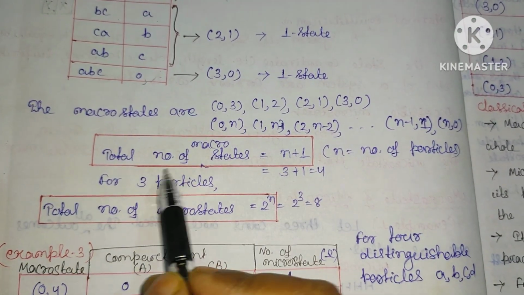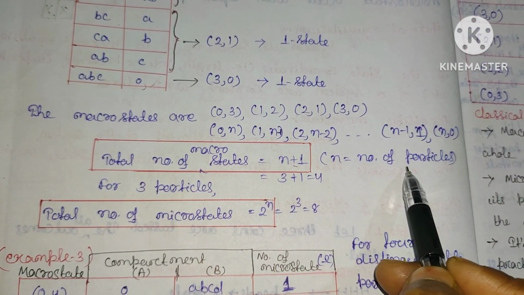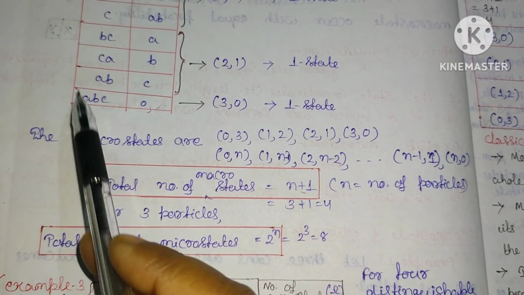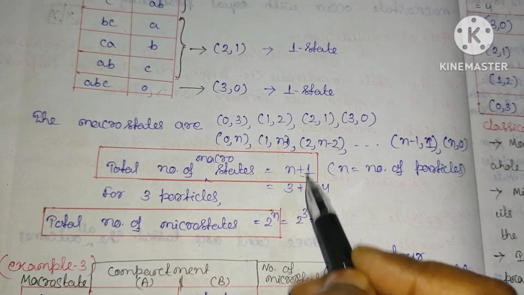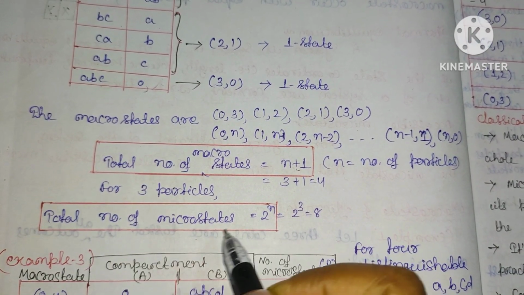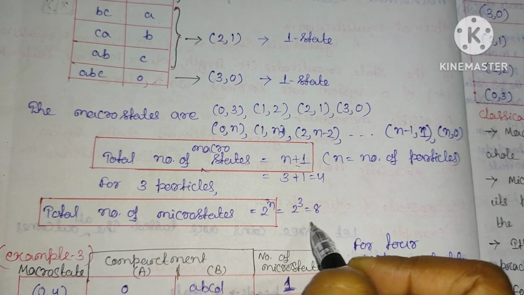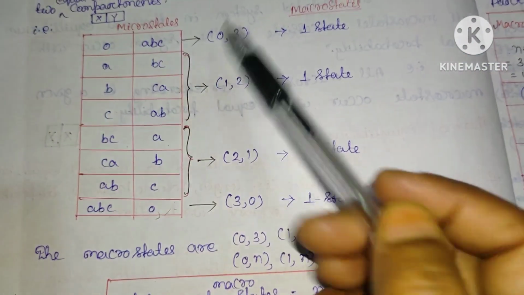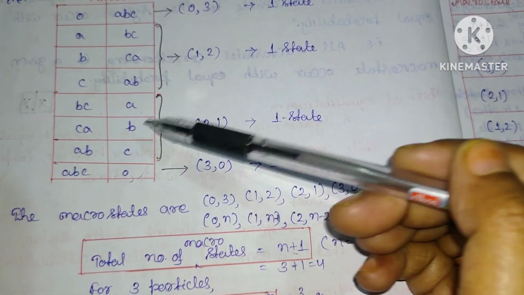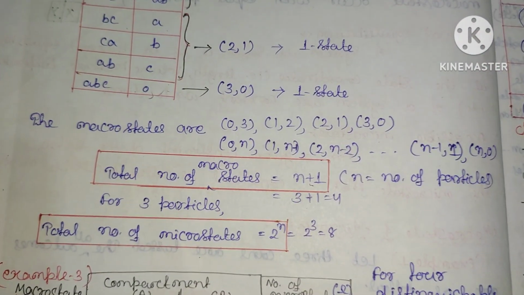So this is the simple trick. You can calculate the total number of macrostates, that is n plus 1, where n is the number of particles. If there are 3 particles, as in this case, the total number of macrostates is 4. And when we are considering the total number of microstates, it is 2 raised to the power n, that is 2 raised to the power 3, that is 8. Here also you can say 1, 2, 3, 4, 5, 6, 7, 8. So there are 8 microstates and there are 4 macrostates. This is clear.